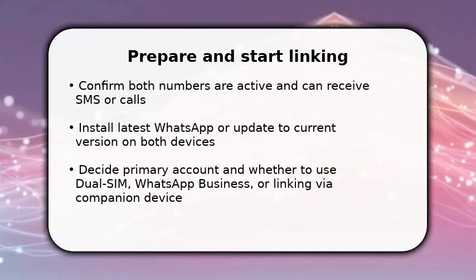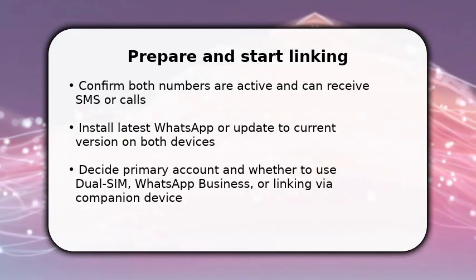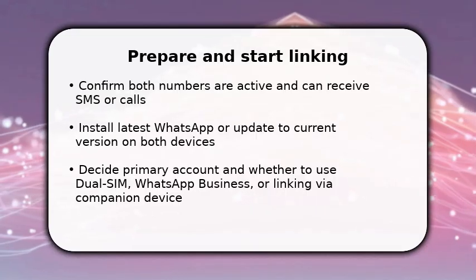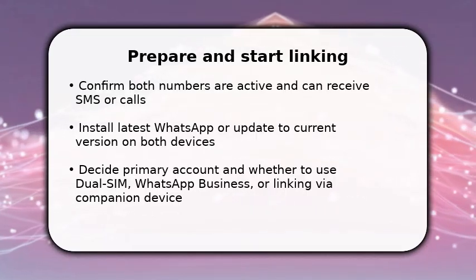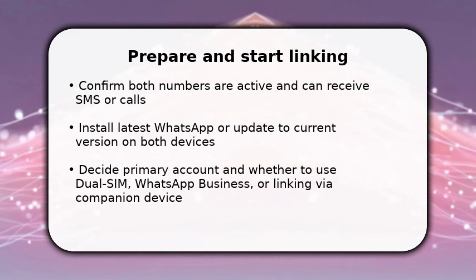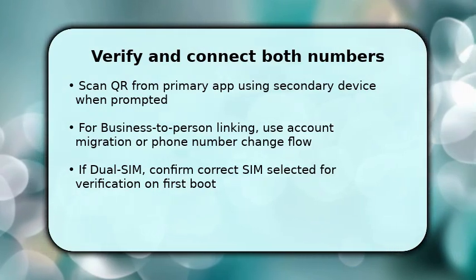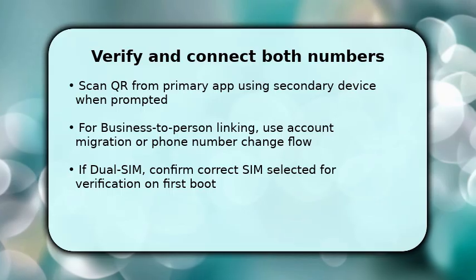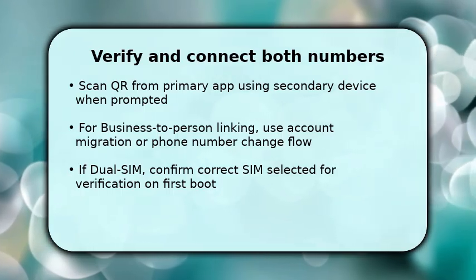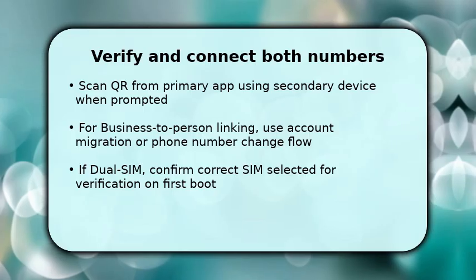Start the process on the primary device. Open Settings, go to Linked Devices or Account Linked Devices depending on app variant, and choose the option to add or link a device. Once you choose Add or Link, the app on the primary device displays a QR code. Open WhatsApp on the second device, go to Linked Devices, and scan that QR.